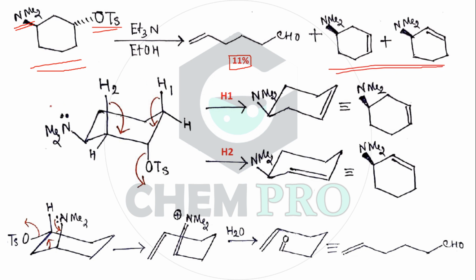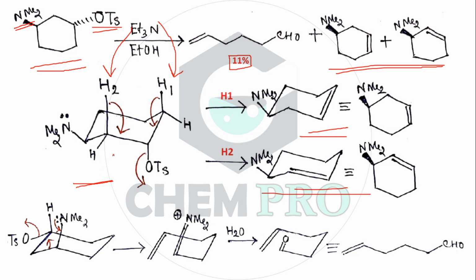So this is the stable chair conformation of this reactant. And if the base takes up the H1, then we can get this elimination product, and if the base takes up the H2, then we can get this elimination product.